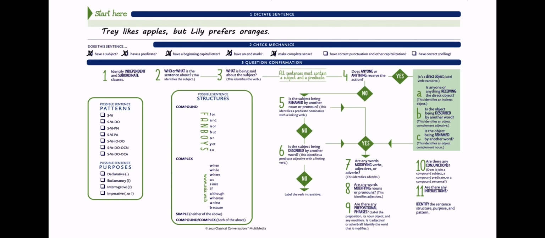Our next question is, does the sentence have correct punctuation and capitalization? Within this sentence, we have two punctuation marks to consider, a comma and the end mark. Both are in correct locations and are also used correctly. We have two words in this sentence which are capitalized, the names Trey and Lily. Since these are proper noun names, they are both correctly capitalized as well.